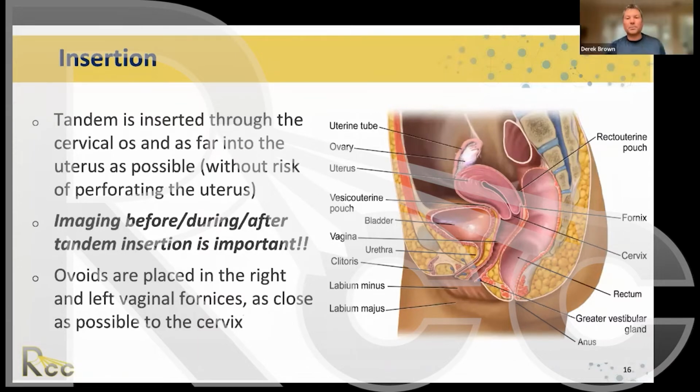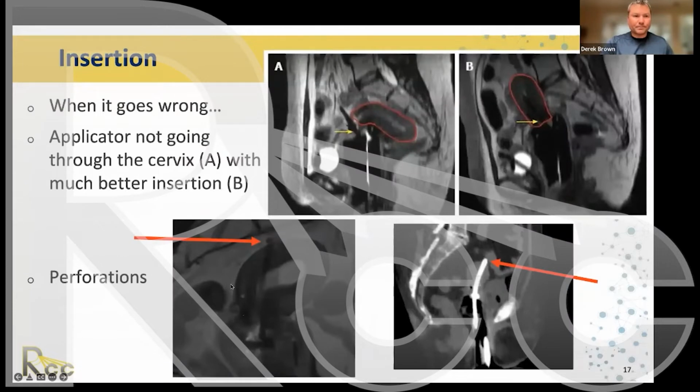Okay, so we talked about point A. We've talked about this base plan that we're going to create to point A. Now let's go back a few steps and talk about the insertion. The tandem is inserted through the cervical os, as we talked about. It comes through the vagina, through the cervical os, and into the uterus, so it occupies this space here. Then the ovoids are placed just to the left and right of that on the outside of the uterus, right up against the cervix, as close to the cervix as possible. Then we treat that pear-shaped dose distribution, getting the uterus and the cervix.